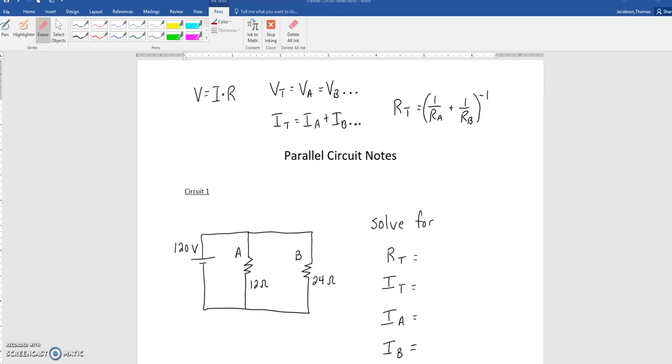Hey class, today we're going to learn about parallel circuits. Just like with series circuits, we're going to learn to solve for current, voltage, and resistance anywhere in a circuit. Let's review some rules first.